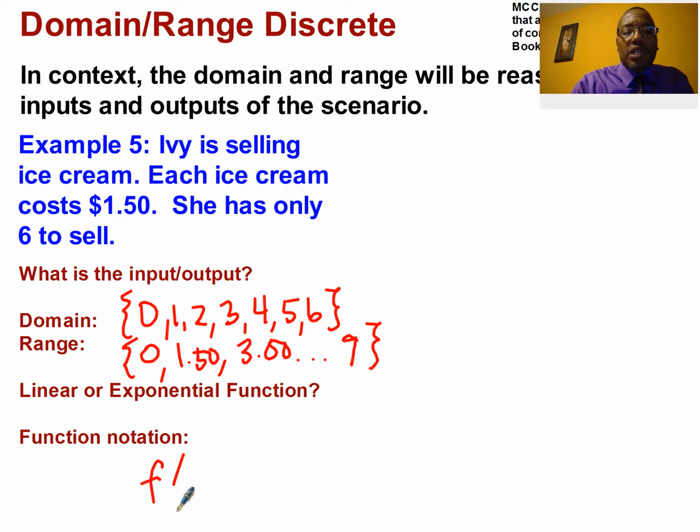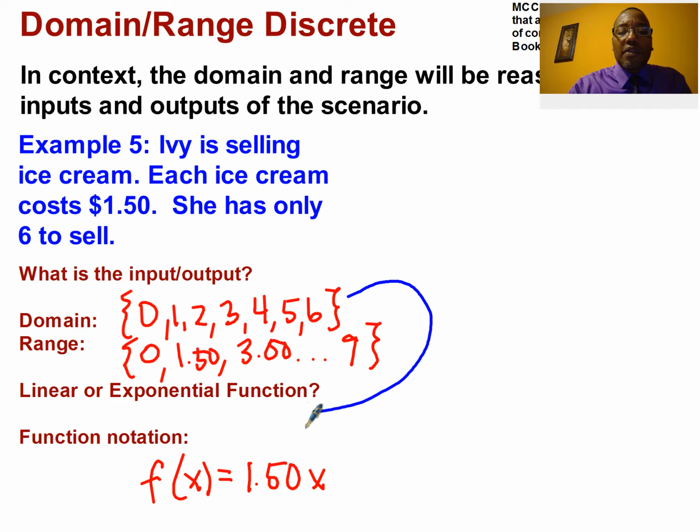Now another way of doing this would be from yesterday's notes. We found that the function notation was f of x is equal to $1.50x. So you could, in order to find the range, simply take the domain values and plug them in. Plug in a 0, you get 0. Plug in a 1, you get $1.50. Plug in a 2, etc.